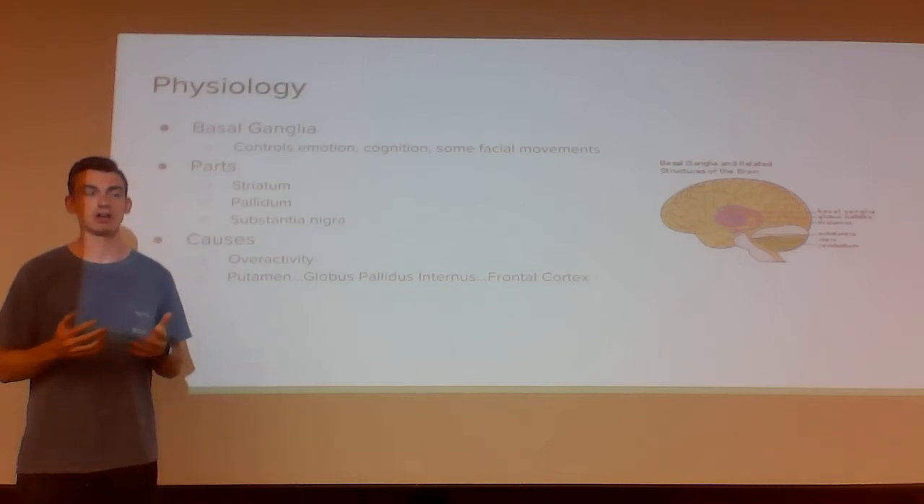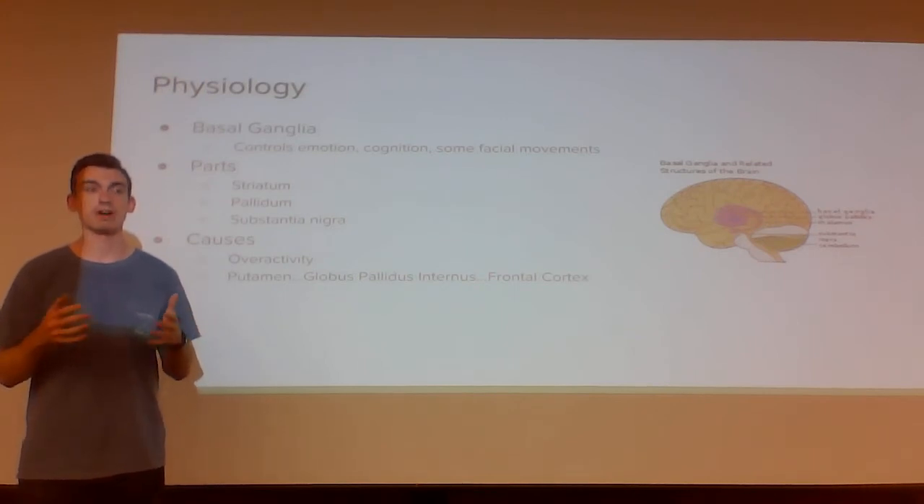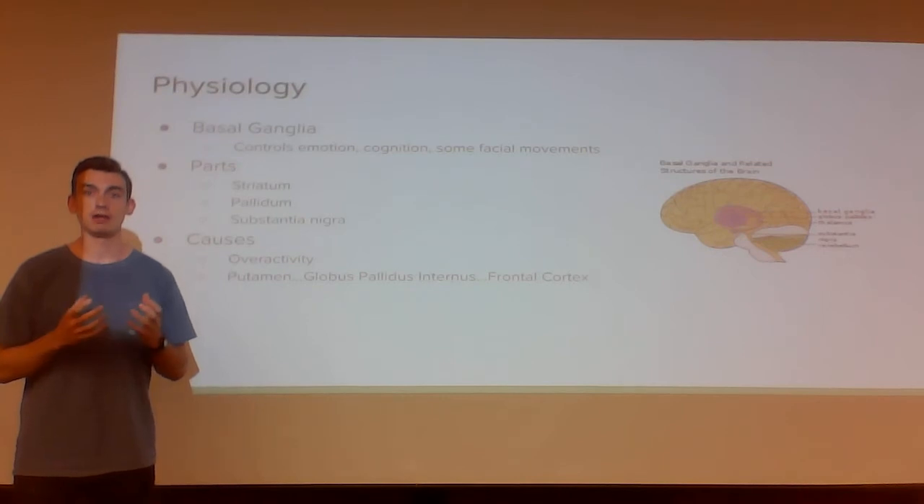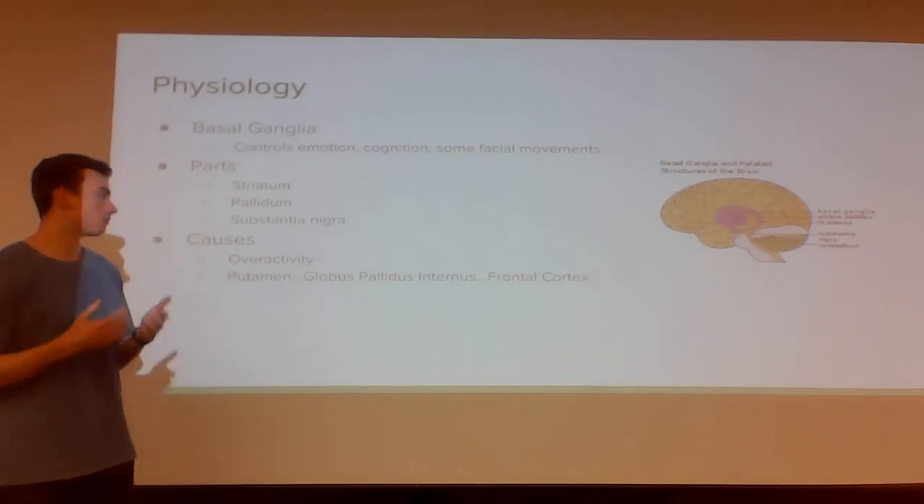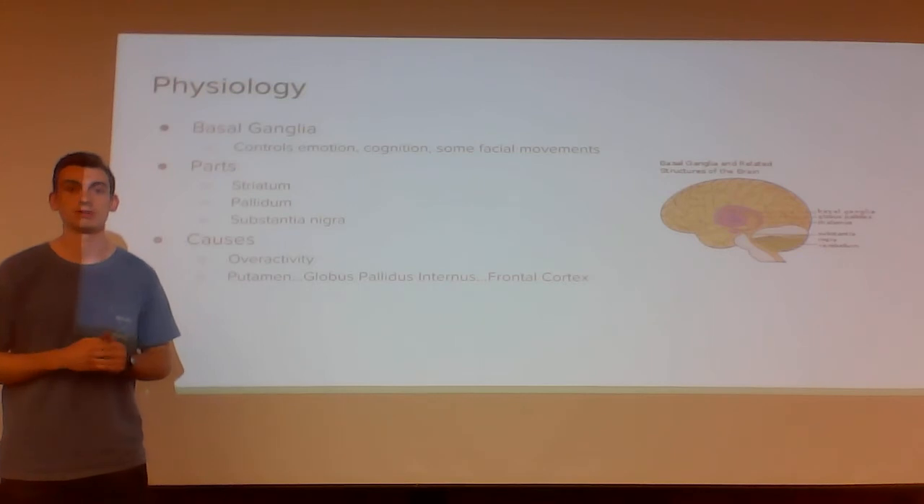By overactivity, what I mean is that there are two different pathways within the basal ganglia. And what they're finding is that the pallidum is super overactivated, and it's causing more motor movements in the head and the shoulders, which cause these tics in people with Tourette's syndrome.